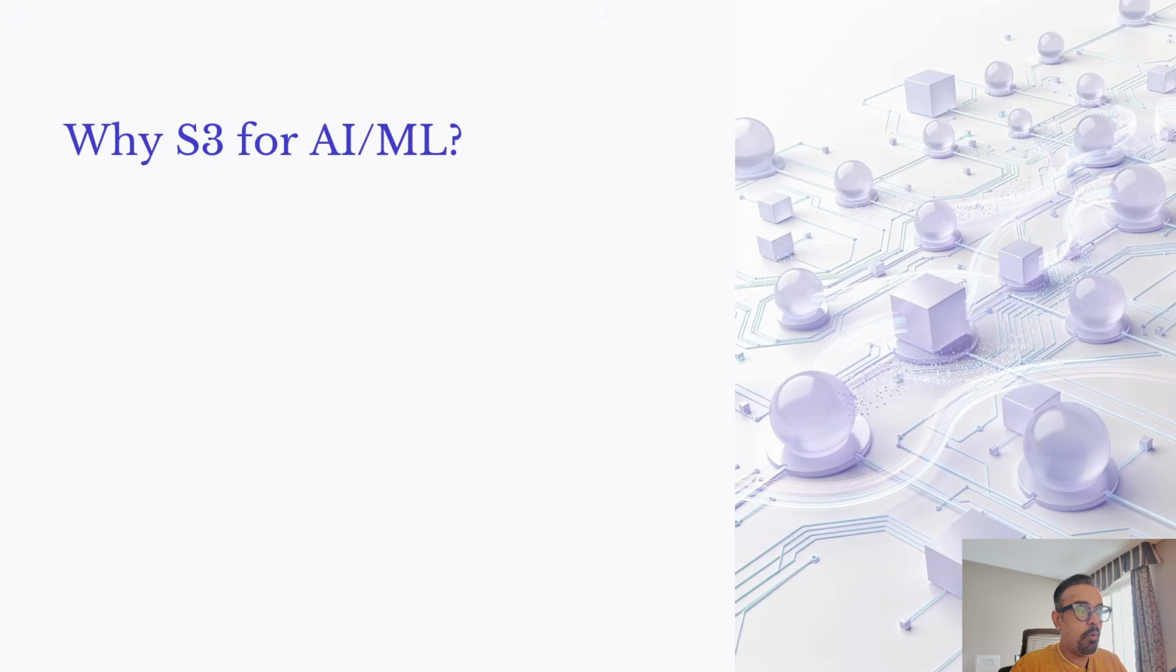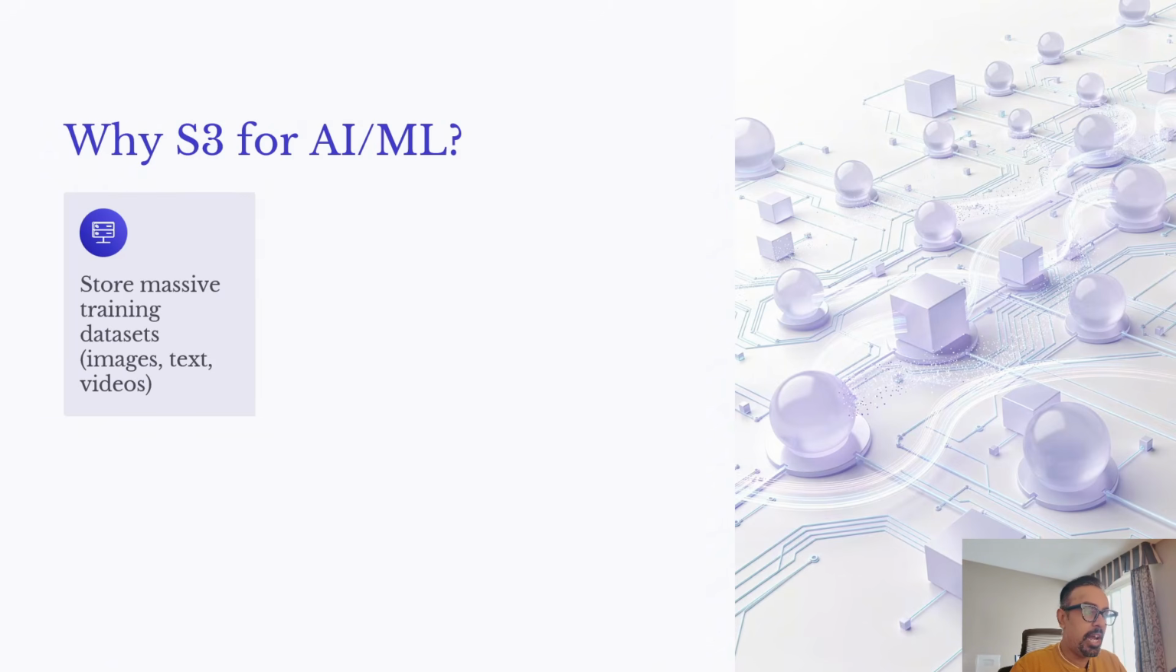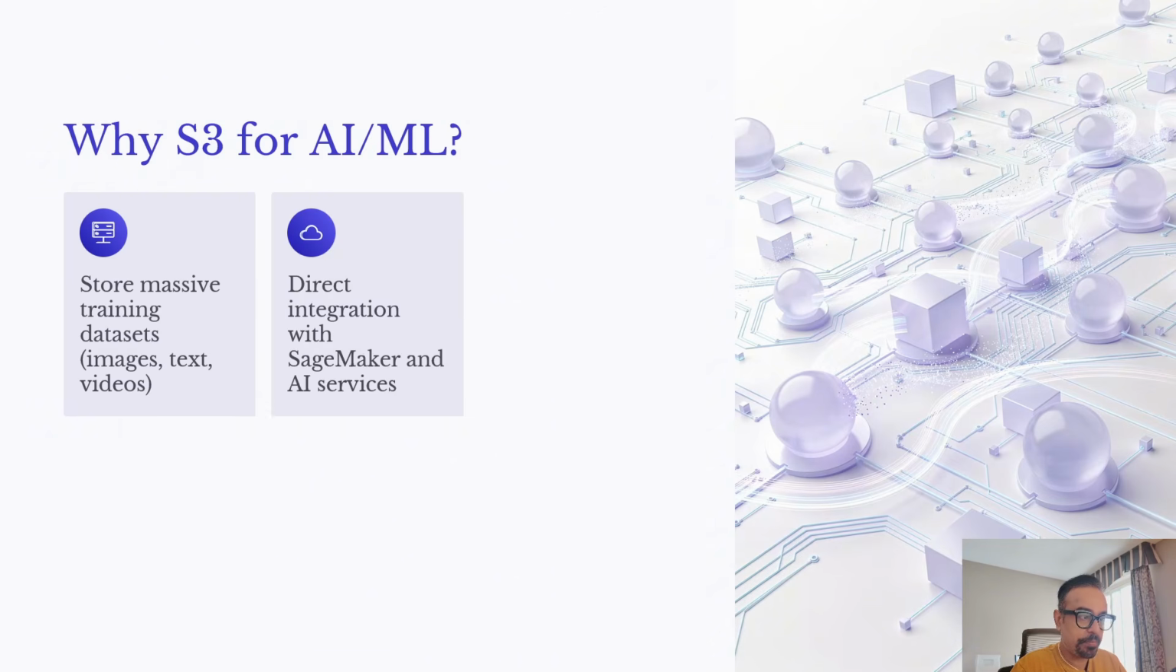Now let's understand why S3 is particularly perfect for artificial intelligence and machine learning workloads. AI models need a huge amount of data to train effectively. When building an image classification model, you might need 100,000 images or more. For NLP, that is natural language processing tasks, you could have terabytes of text data. S3 handles this massive scale effortlessly without any storage limits.